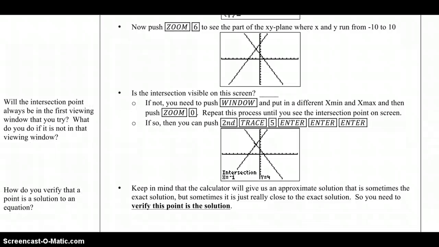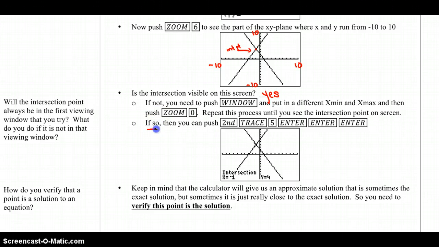All right, so now to graph those equations. We're going to start by pushing zoom 6. This is the standard window that sets our window back so the x-axis runs from negative 10 to 10 and the y-axis runs from negative 10 to 10. We're always going to start with the standard window, and then from there we may need to adjust the window to be able to find the intersection point. In this case we can see our intersection point right here. So is the intersection visible on this particular screen that we started with? And the answer to that is yes.